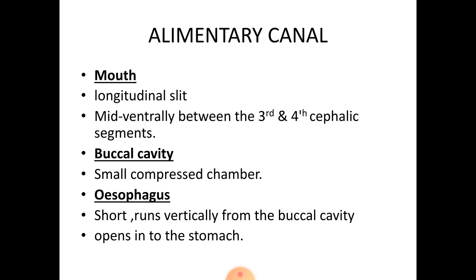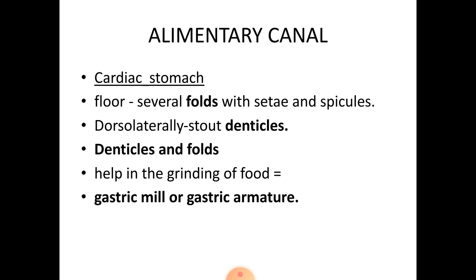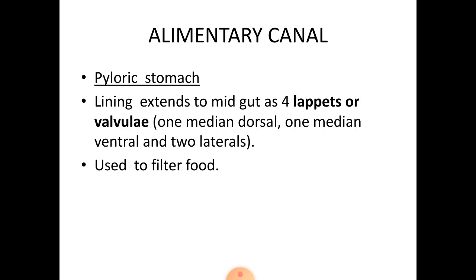The esophagus is short and runs vertically from the buccal cavity, and it opens into the stomach. The stomach is a spacious chamber and is divided into two parts: an anterior large cardiac stomach and a posterior small pyloric stomach. In the cardiac stomach, the floor contains several folds with setae and spicules, and dorsolaterally stout denticles. The denticles and folds together help in grinding of food, and this structure is known as the gastric mill or gastric armature. In the pyloric stomach, the lining extends to the midgut as four lappets or valvulae, one median dorsal, one median ventral, and two laterals. It is used to filter food.